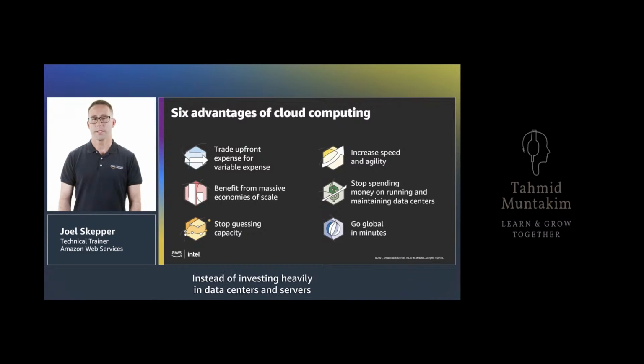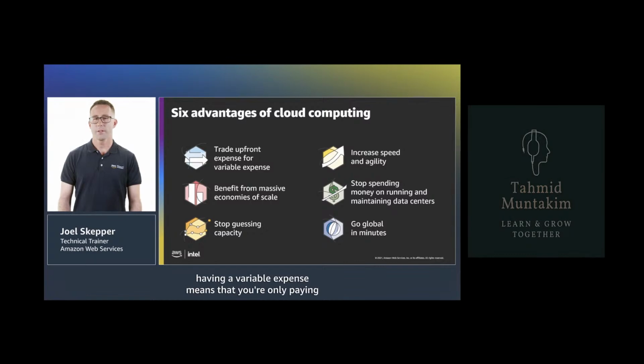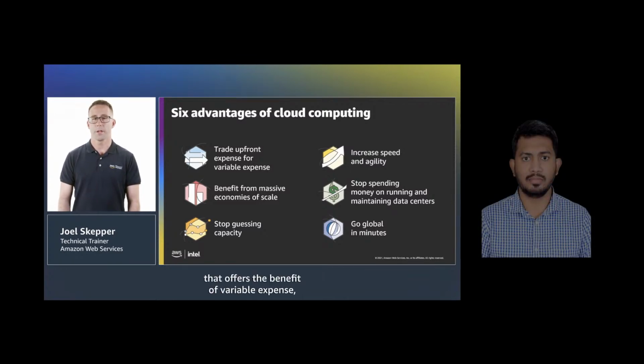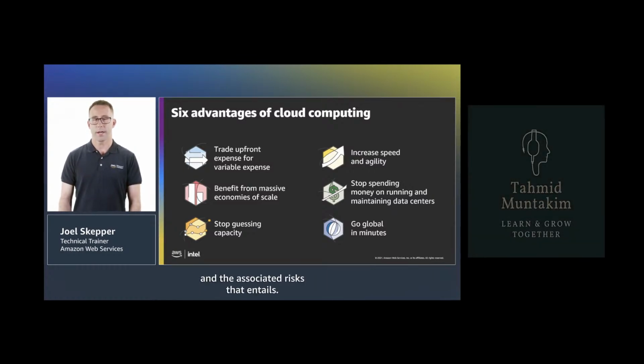Instead of investing heavily in data centers and servers before you know how you're going to use them, having a variable expense means that you're only paying for those infrastructure resources when you consume them. And by taking a cloud computing approach that offers the benefit of variable expense, companies can implement innovative solutions while saving on cost. What this means is you can deploy a workload and start getting immediate return on investment without having already committed a large financial outlay and the associated risks that entails.